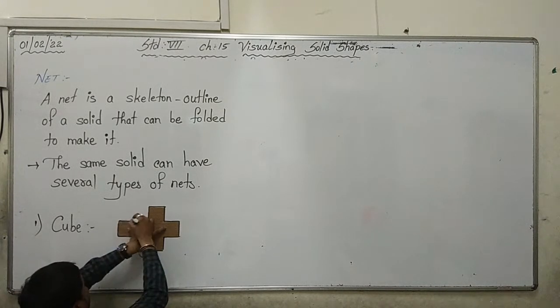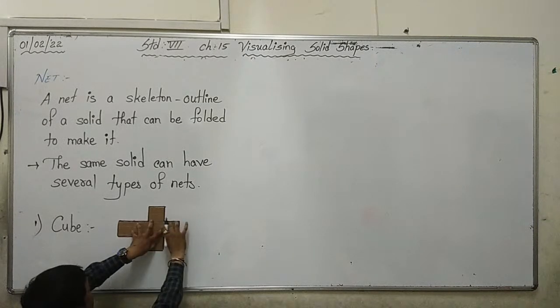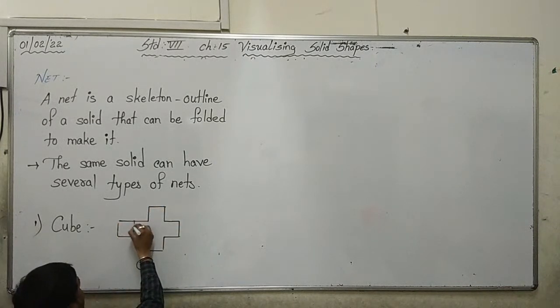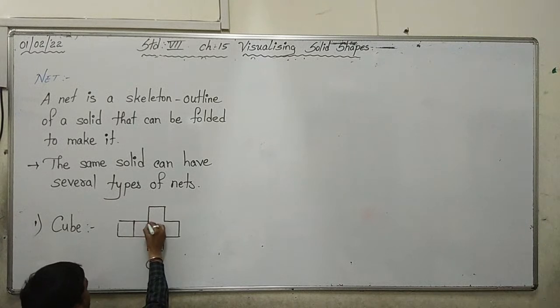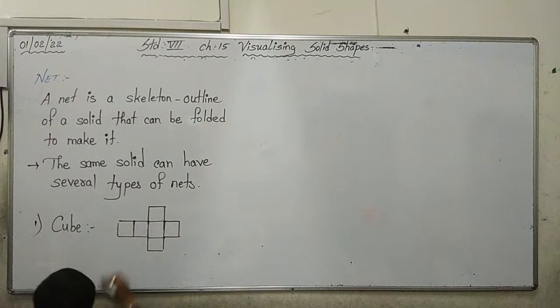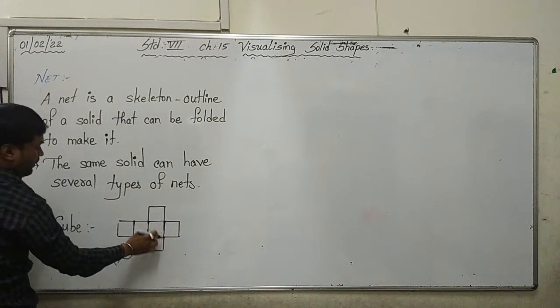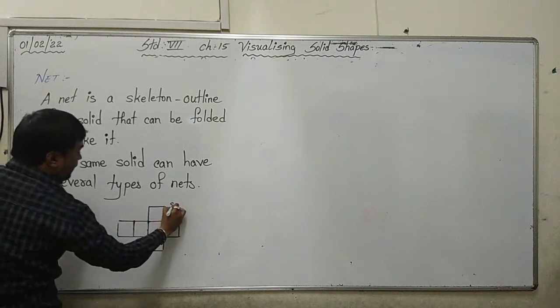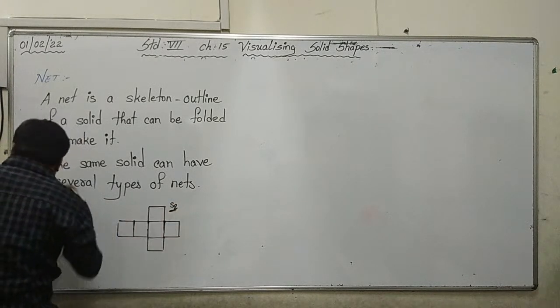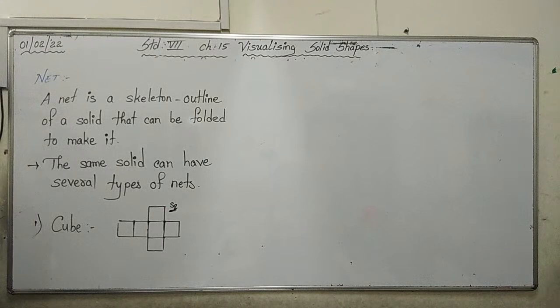So you can see that it is the net structure of a cube. A cube net structure, check. It is a skeleton, a skeleton copy of the cube, right? And you can see that each and every part is a square.